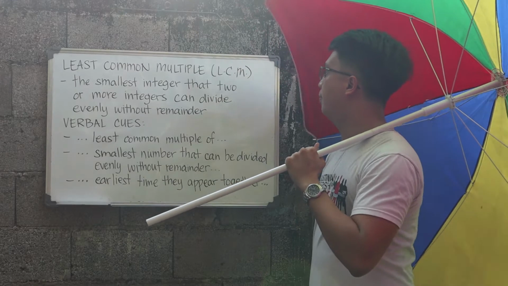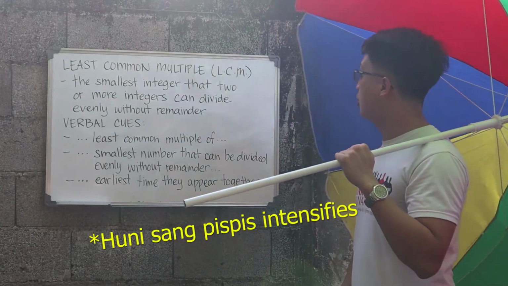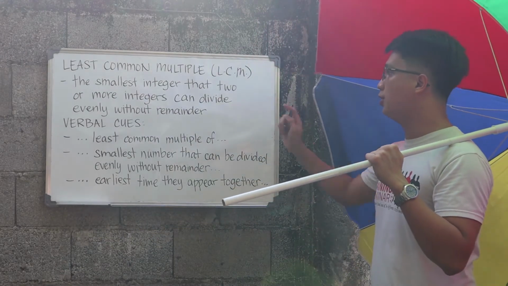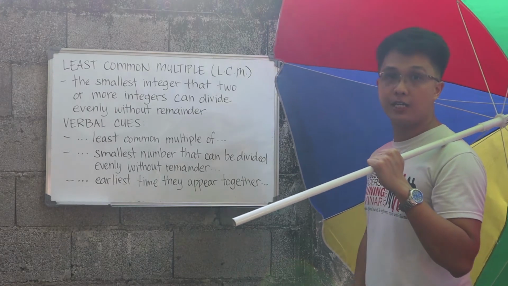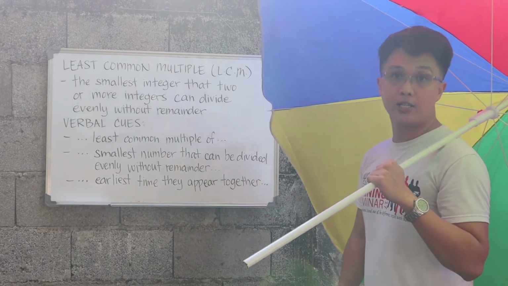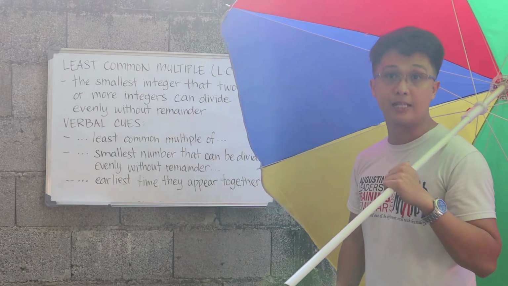Now let's talk about the least common multiple. The least common multiple is also called the LCM. The meaning of LCM: it is the smallest integer that two or more integers can divide evenly without remainder. So the LCM also has verbal cues that serve as clues for when we can use the LCM.